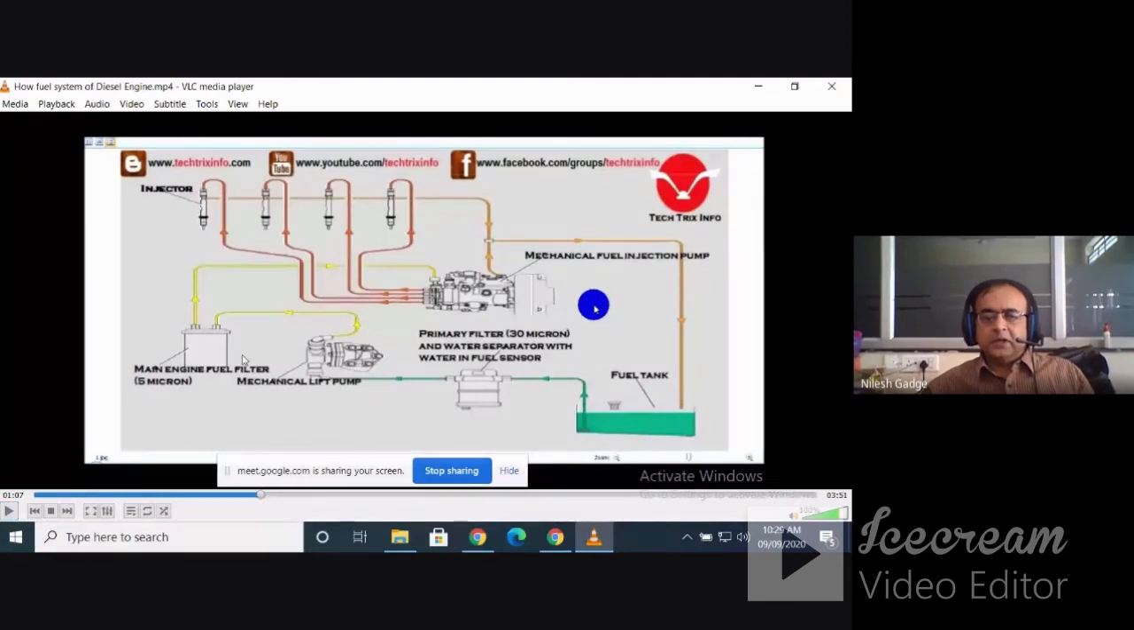Just listen, when there is overflow, there may be an overflow valve. When the quantity of fuel supplied is more, the excess fuel which was supplied toward the combustion chamber enters back into the fuel tank. The fuel enters the fuel tank again from these cylinders when overflow is there.